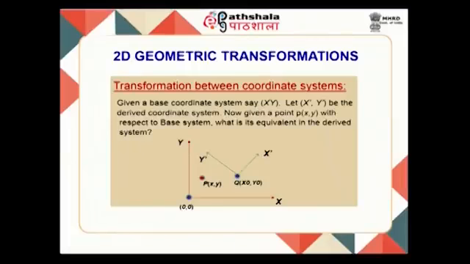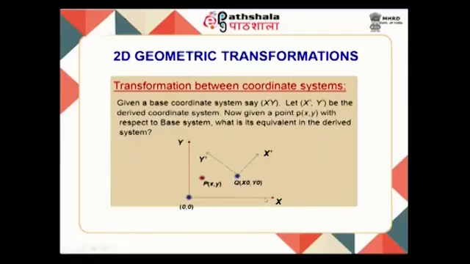Basically, a coordinate system is nothing but a reference position in space. The reference here is two mutually perpendicular directions. So, let us call the base coordinate system the xy coordinate system and the derived coordinate system the x dashed, y dashed coordinate system. Let Q (x naught, y naught) be the origin for the derived coordinate system.